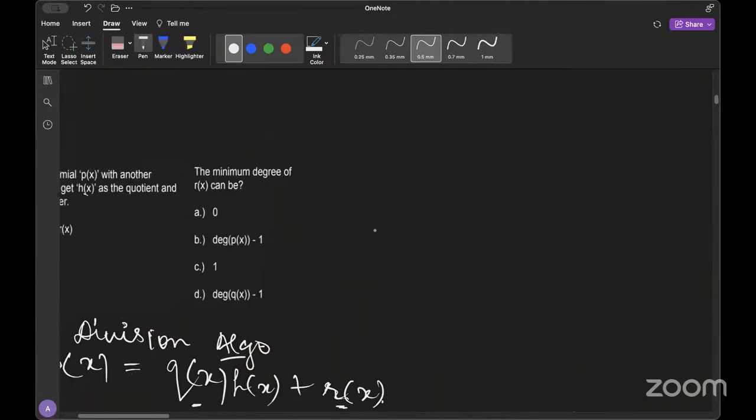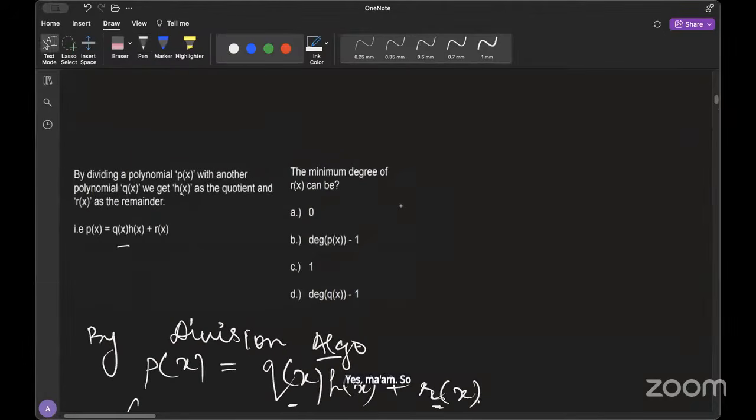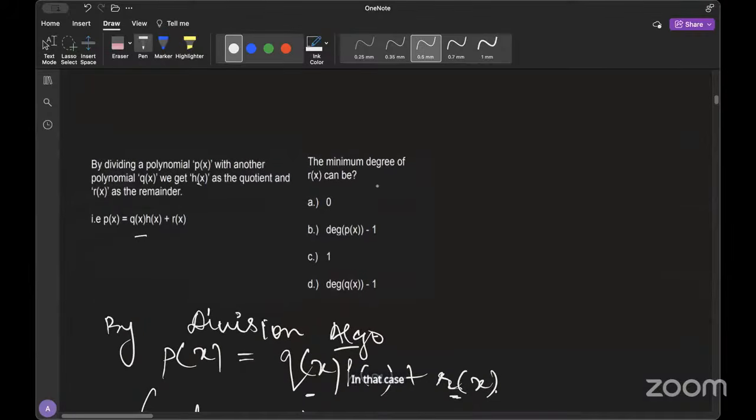Yes, ma'am. So we can have 0 as the remainder, right? In that case, our degree is undefined. So we're assuming the degree to be defined, and they're talking about the minimum possible. When you have everything variable, we don't know any value here. Then obviously one of the possibilities is that your R(x) can be 0. But they're saying that in that case the degree would not be defined.